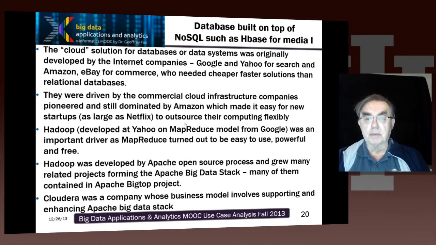Then, in the case of Google, Yahoo, etc., they built their own cloud infrastructure, and then along came Amazon, followed by many other companies which offered cloud infrastructure for sale, and that made new startups, including huge ones like Netflix, able to totally outsource their computing in a very flexible fashion.